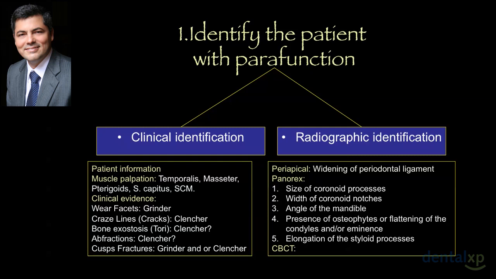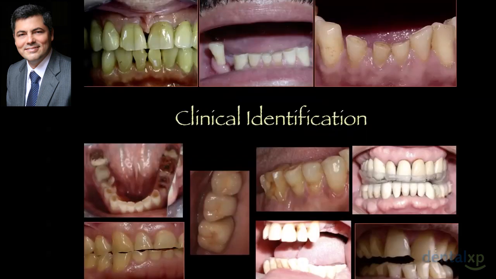We can look at the panorex and we can look at the cone beam CT. When we look at the panorex, look at the size of the coronoid process, for example. Look at the width of the coronoid notches. Look at the angle of the mandible. Look at the presence of osteophytes or flattening of the condyles and/or the eminence. Look at the styloid process and check if you're having elongation or calcification. There are different factors that will let you know that there's something going on, and there are factors that will allow you to know that things have been going on for a long time or for a short time. And this is important clinical relevance information.